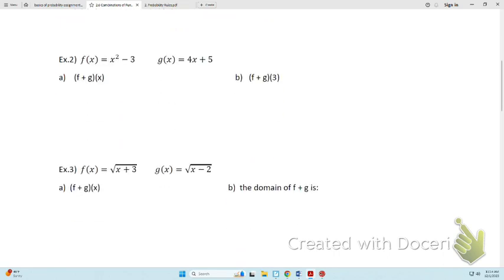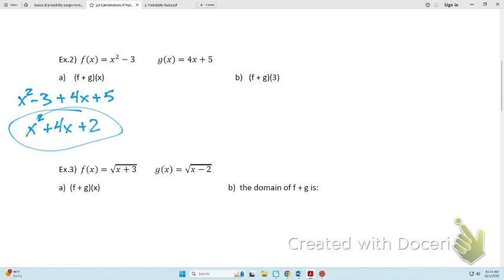Number two, same exact idea. We're going to take it one step further, though. You write function f, plus sign, function g, and you combine like terms again. So we got x squared, 4x, and plus 2.